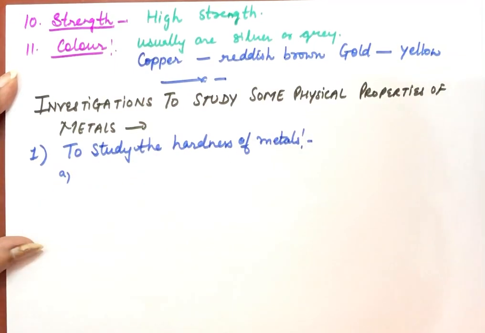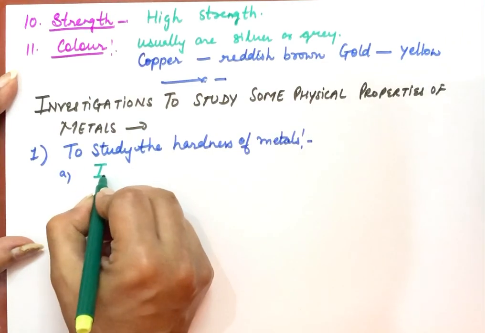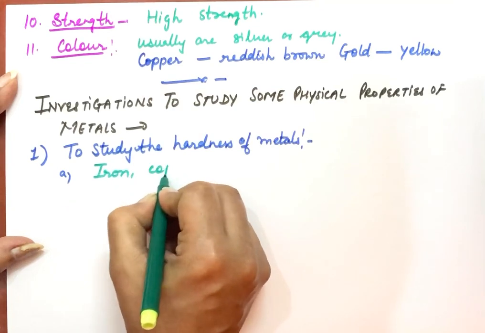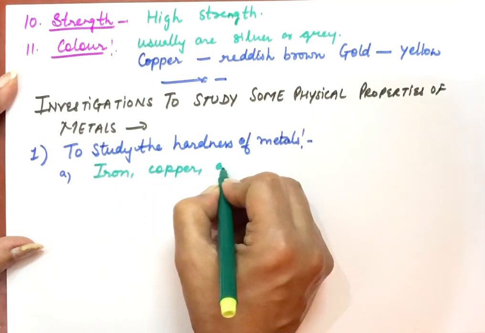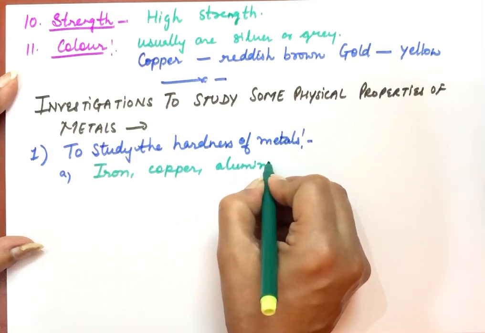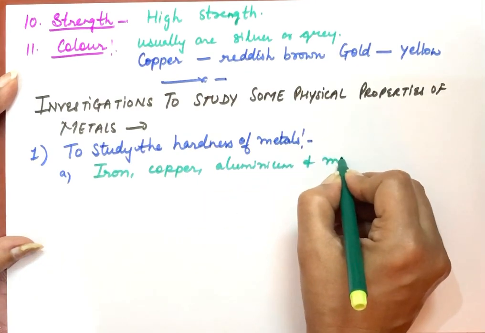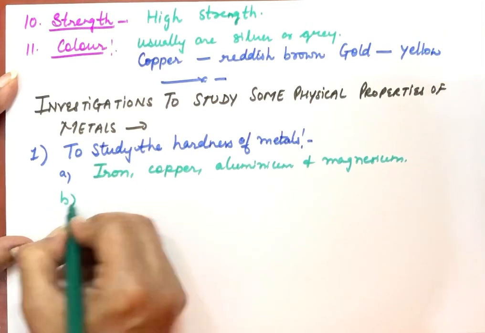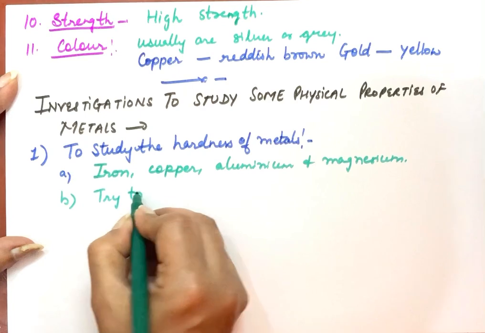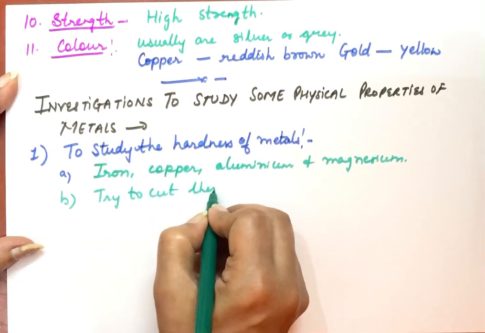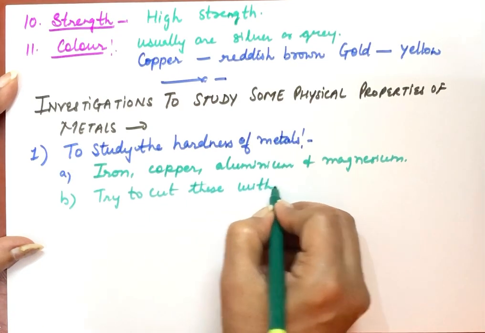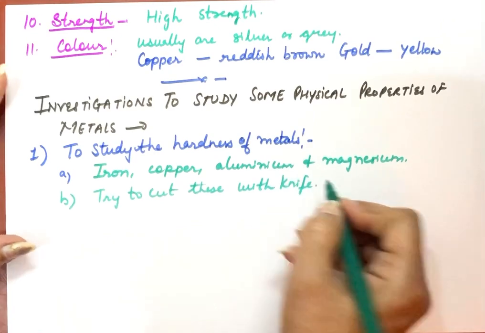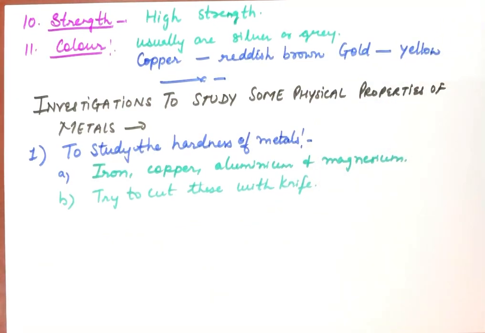For this, we take samples of iron, copper, for example, then aluminium, and magnesium metals. So we will take some metal samples, like these we have taken. And now we will try to cut these with a knife. Is it possible to cut these metals with a knife? No, we cannot cut these metals with a knife because these metals are very, very hard.